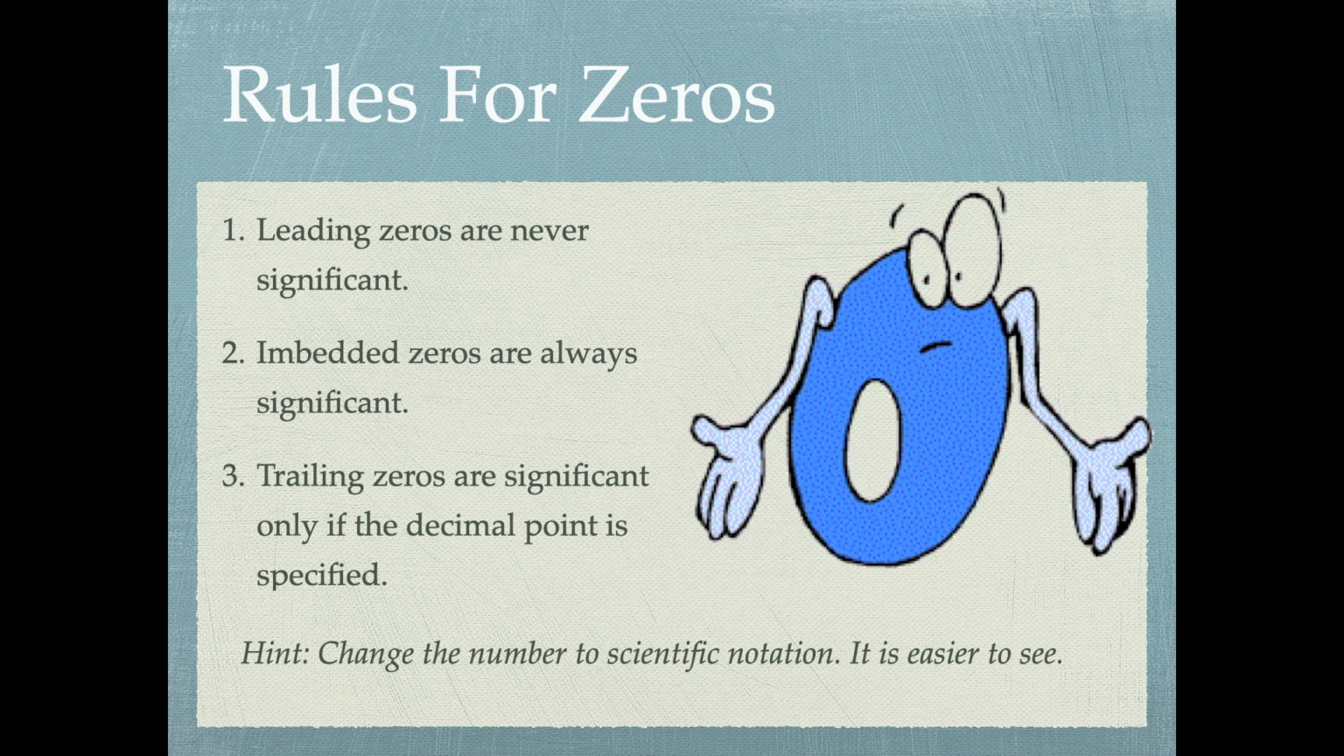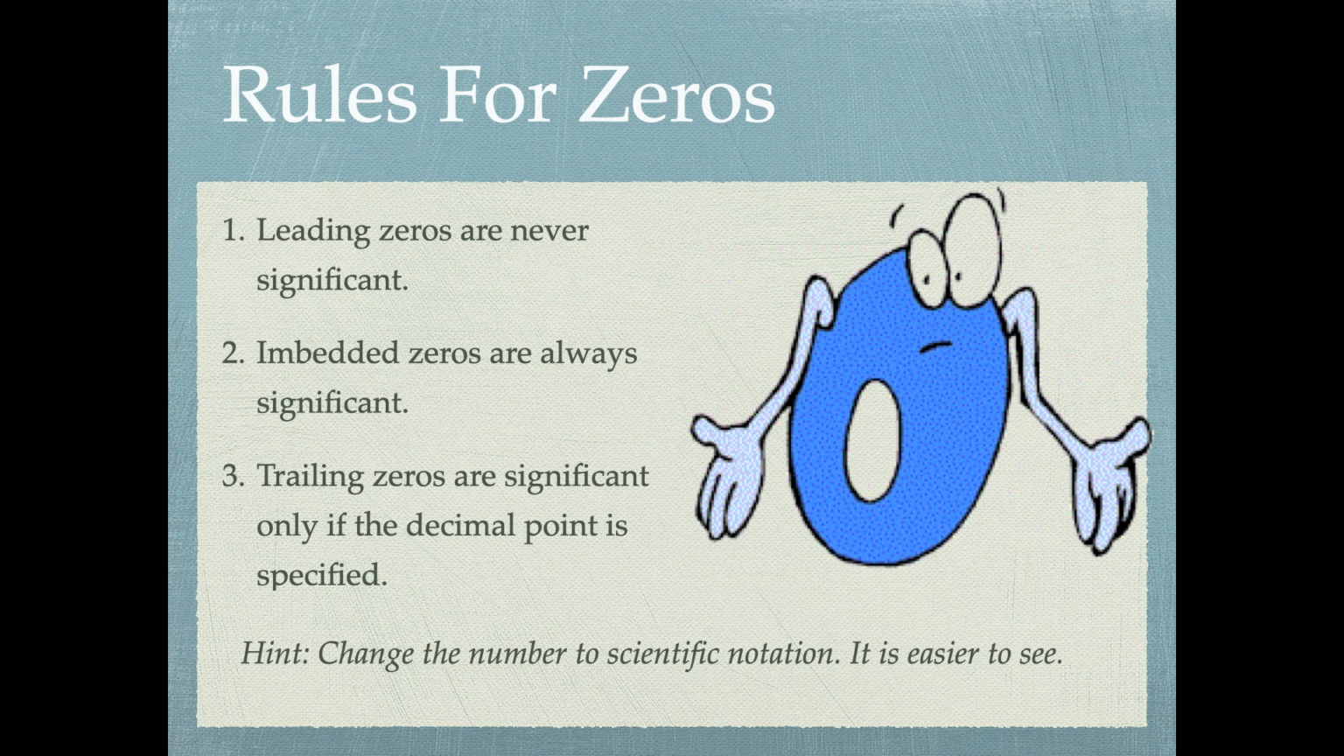Here's the rules, and you might write these down just so you can remember them. Leading zeros are never significant. Okay? Embedded zeros are always significant. So if they fall between digits, they're always significant. Trailing zeros are significant, but only if there's a decimal point. So there has to be a decimal point in the number for the zeros that are after it to be significant.